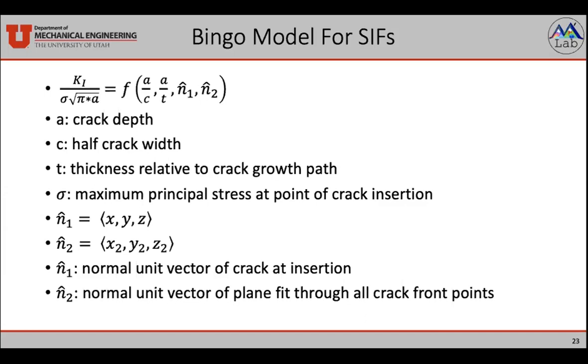These N1 and N2 values were vectors, literally normal unit vectors to two different planes. N1 was a normal unit vector to the plane of the crack face at crack insertion. So N1 was equivalent to the direction of the maximum principal stress. And N2 was a normal vector of a plane fit through all of the crack front points.